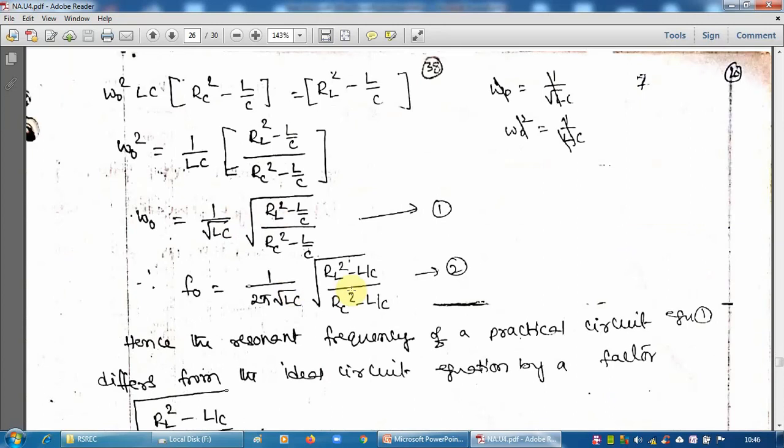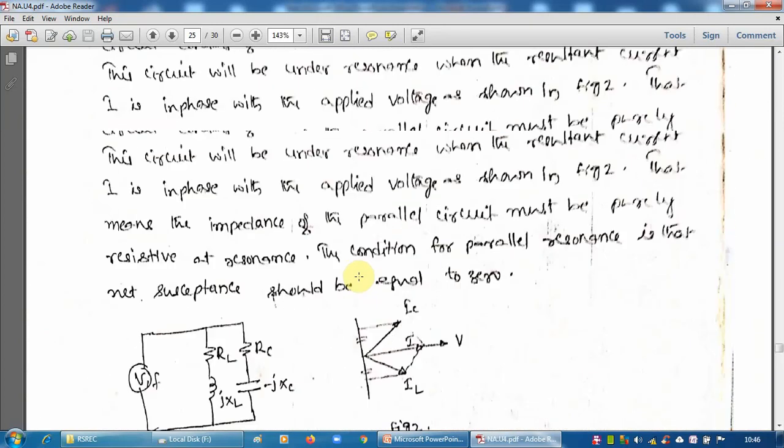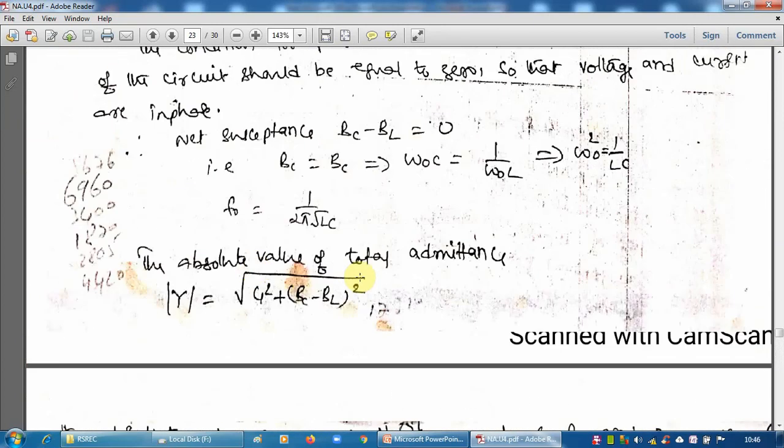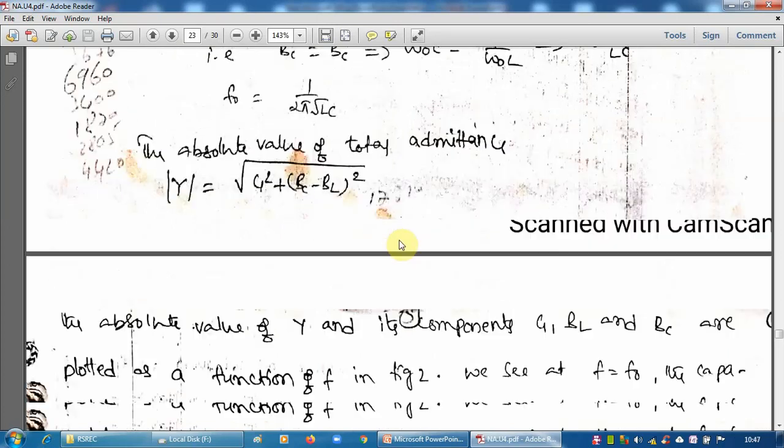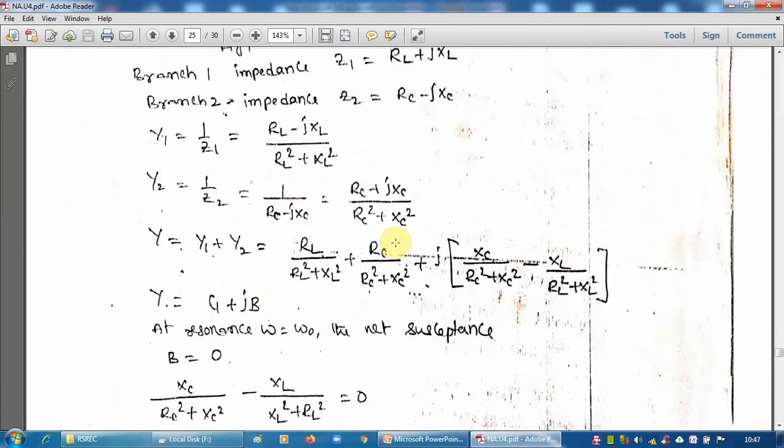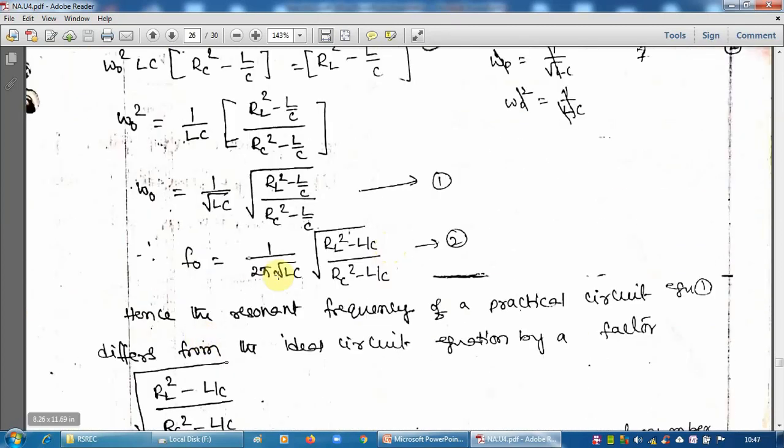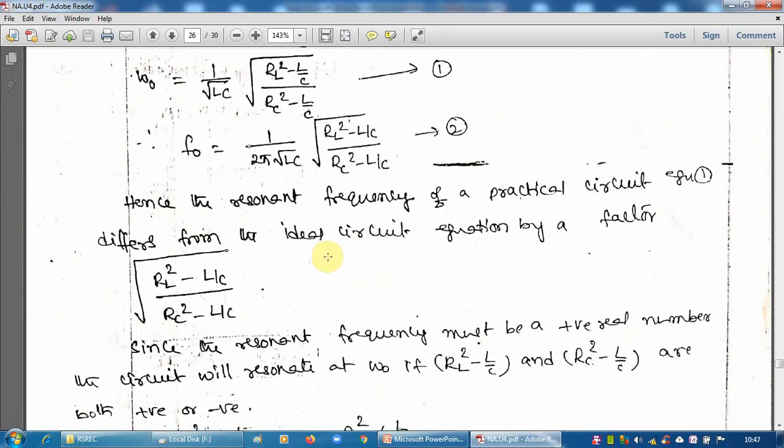This is slightly different from the resonant frequency of the ideal series circuit, for which this is the expression. Here, for the practical circuit, this value is multiplied by one constant or one factor. You see, 1 by 2 pi root LC into a factor. So this factor comes extra for the parallel practical circuit. We can observe one point from this, if we consider this factor.